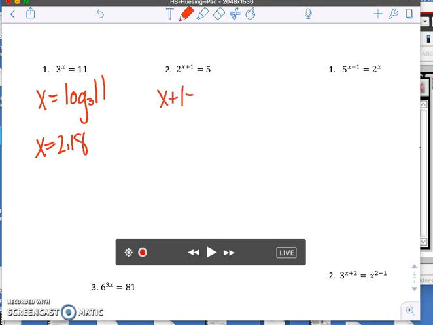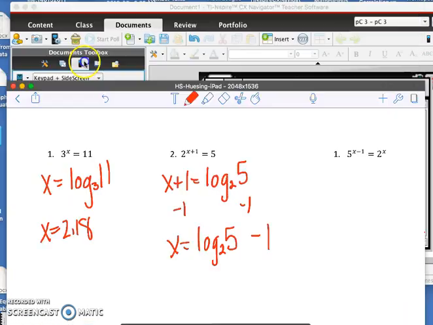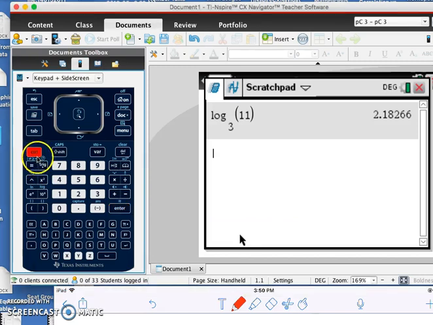So this next one, again, logs are on one side, so we solve for our exponent. So we have x plus 1 equals log base 2 of 5. So then to solve for x, you'd have to subtract 1. But remember, log base 2 of 5 is a number. So when we enter this into our calculator, log base 2 of 5, arrow out of that, minus 1, and we have 1.32.